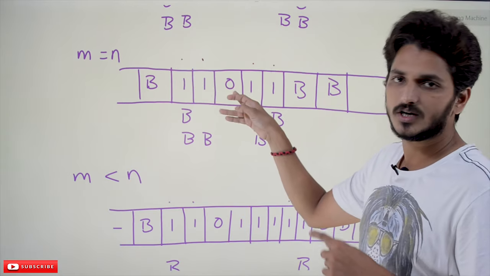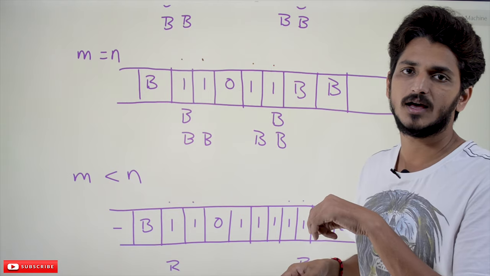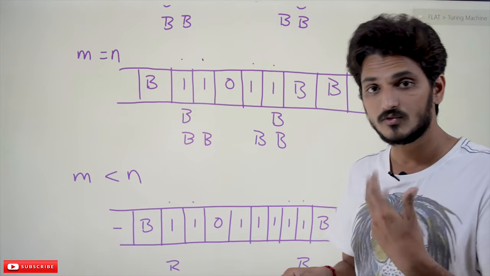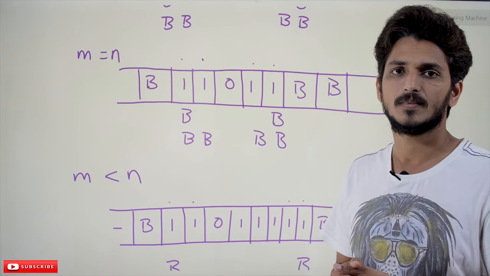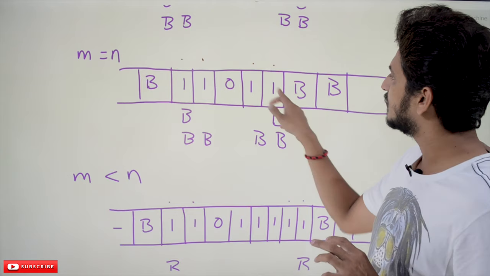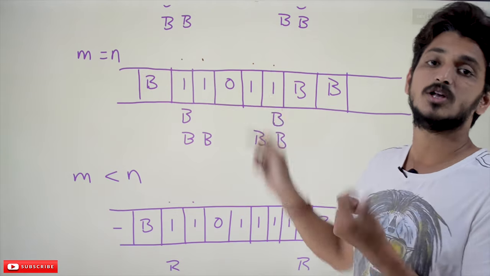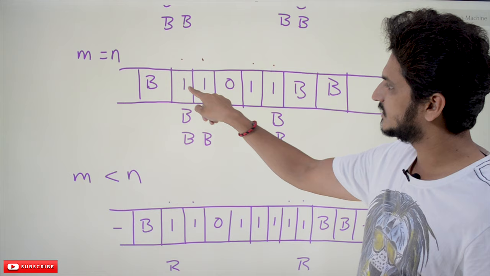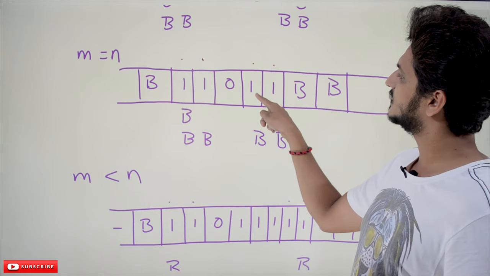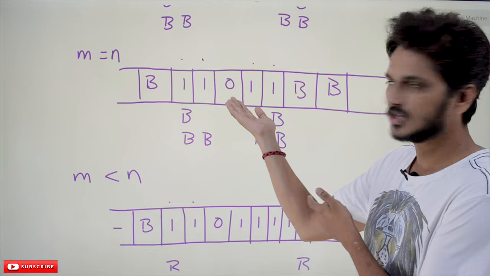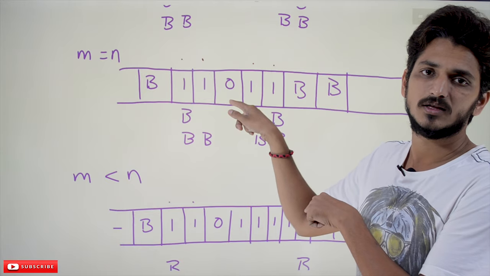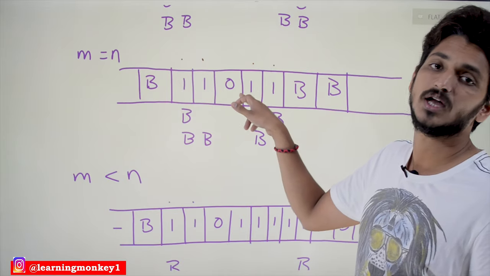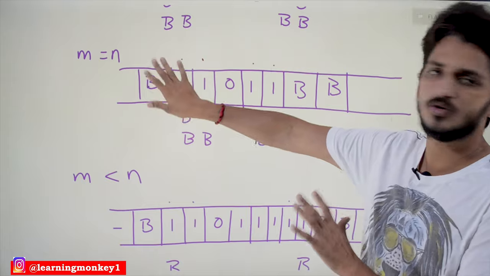See, 0 is converted into blank. Why we have converted this 0 into blank? Because equal number of ones are there. 2 minus 2, what's the output? It should be 0. In unary numbers, 0 means all blanks. This is converted into blank, this is converted into blank, this is converted into blank, this is converted into blank. What remains on this tape? 0. 0 in unary number is given as all blanks. That's why 0 has to be converted into blank. This is the equal to condition.